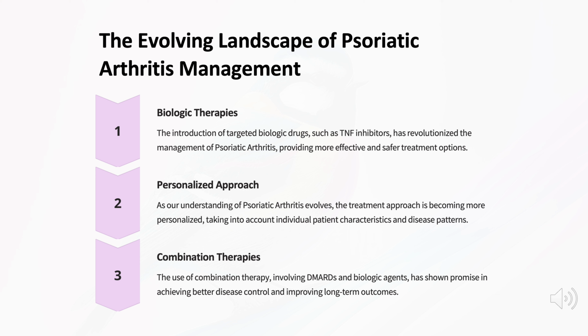This approach may be particularly beneficial for individuals with more aggressive forms of the disease or those who have not responded adequately to monotherapy. Overall, the landscape of psoriatic arthritis management is continually evolving, driven by advancements in our understanding of the disease and the development of innovative treatment strategies. By embracing these changes and adopting a personalized multidisciplinary approach, we can optimize care and improve outcomes for patients with psoriatic arthritis.